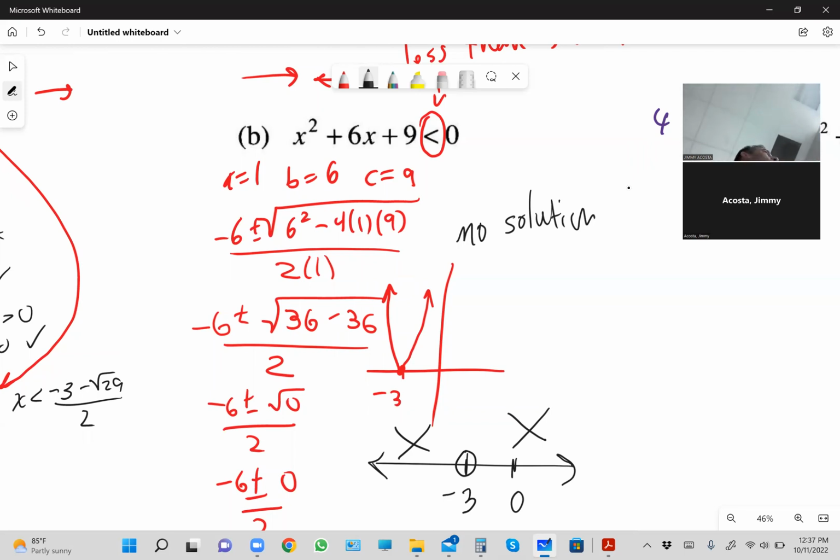Is 0 less than 0? No. But if it were, all I would need to do to have a solution of some sort is put the equal there. Less than or equal to 0. Then, of course, -3 works. But then we just have one solution. Make sense? It's important to see this in as many ways as possible.